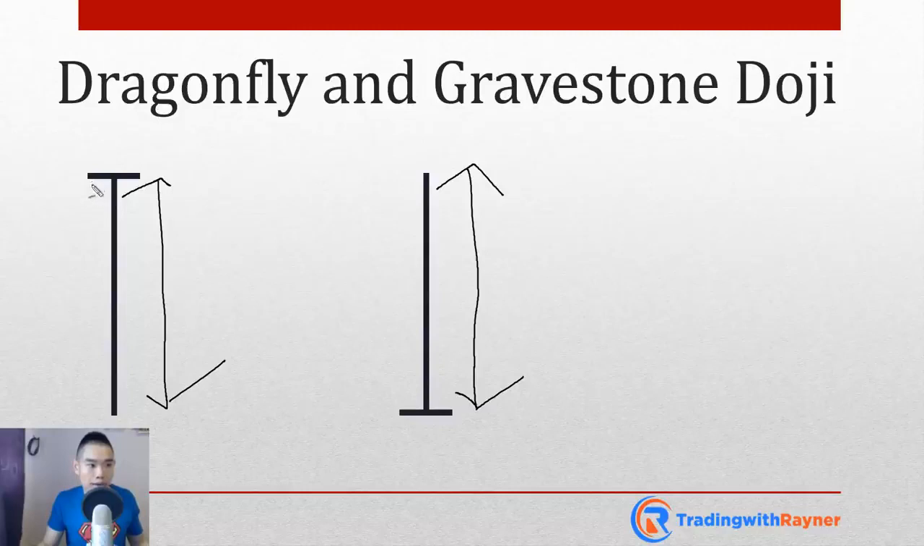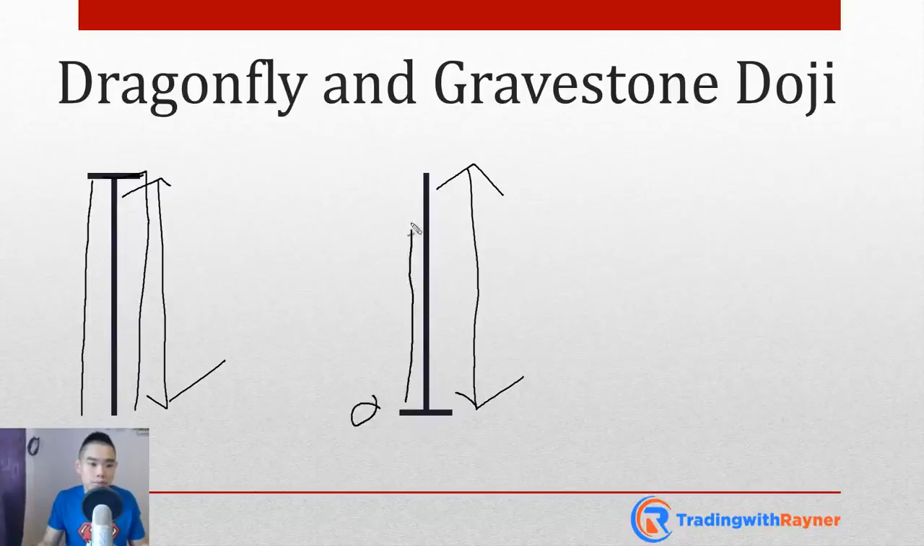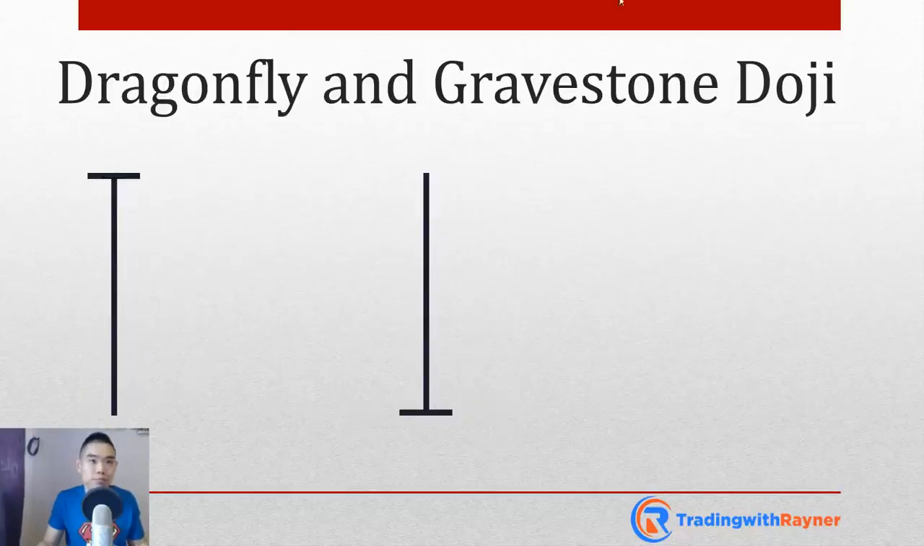Because at one point, the sellers were in control, pushing price down lower. And then the buyers came in, took charge, and finally pushed all the way up higher, closing near where it opened, at the exact level. So this is a sign of strength, rejection of lower prices. And this one is just the opposite. Price opened at this level, buyers took charge, pushed the price up higher, and then sellers smashed the price down lower, closing at the same level. So this is a rejection of lower prices, and this is a rejection of higher prices.